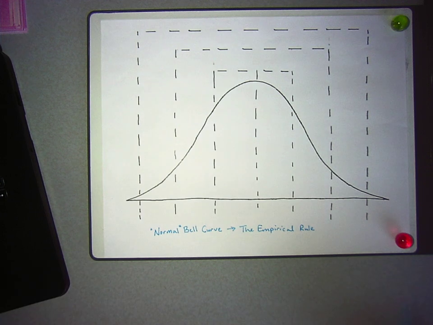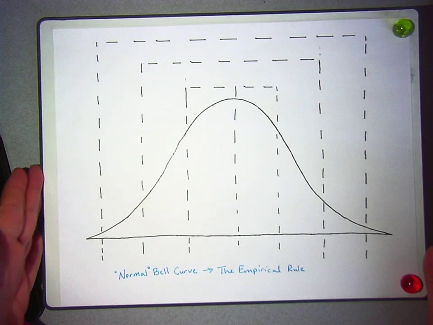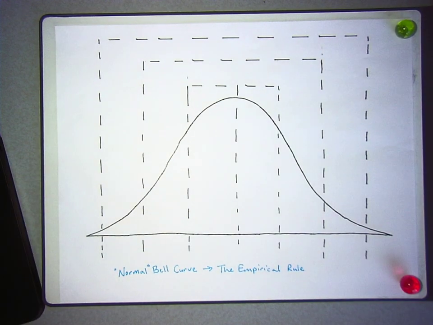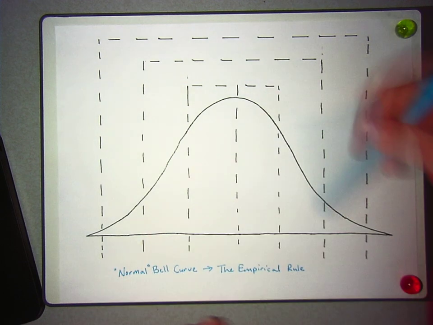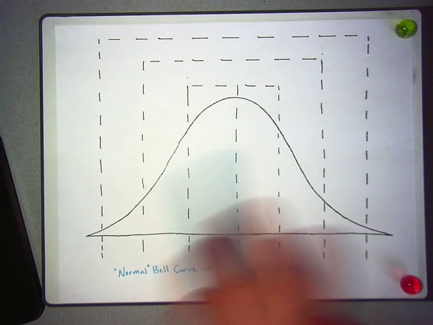Okay. So let's see if we can get in a little closer here. All right. So, a bell curve is data where most of the stuff is happening in the middle, and then you got some tails going off on the left and right.